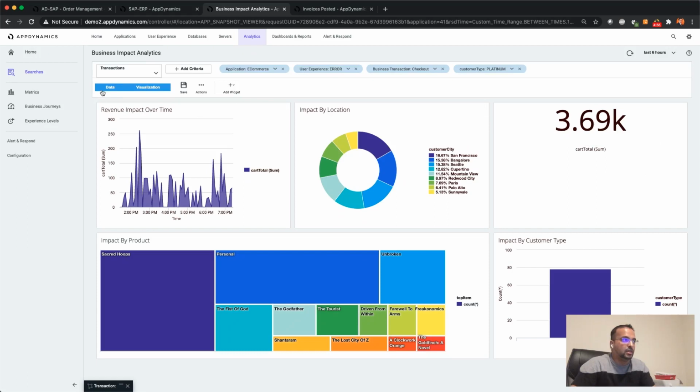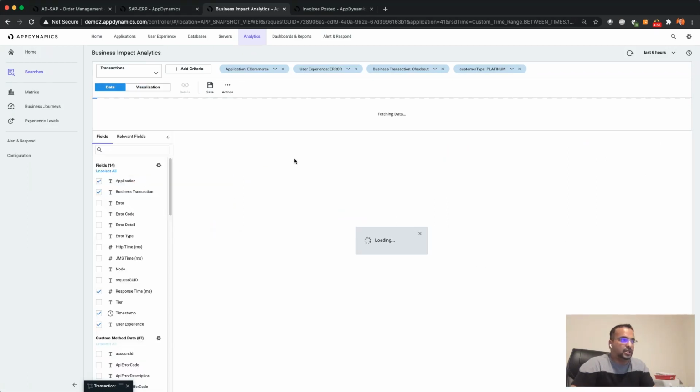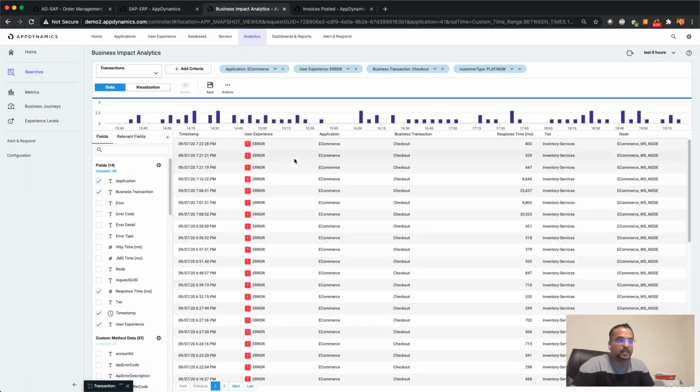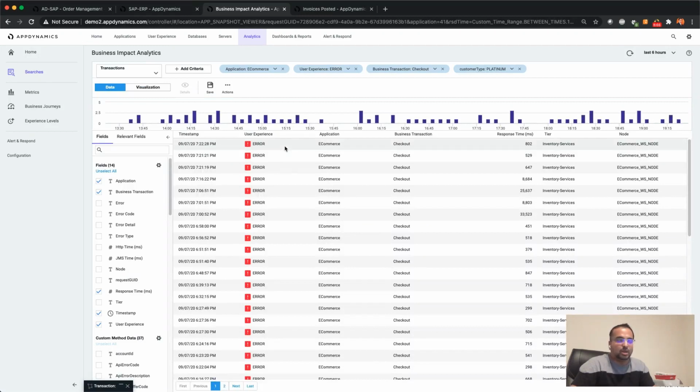And when we transition to the data tab, we get the raw data, the raw business transactions from where these customers are facing the problems, and what exactly the problem is.